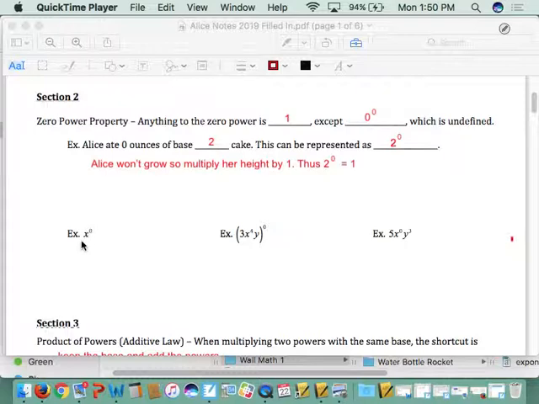X to the 0. Even if we don't know the base, we know x to the 0 would equal 1. And on this next example, we have the whole quantity 3x to the 4th times y, all to the 0 power. Again, because the parentheses are here, everything would equal 1, which is slightly different than the third example here. 5 times x to the 0 times y to the 3rd. The 0 power only goes with the x. If you want to write that down.